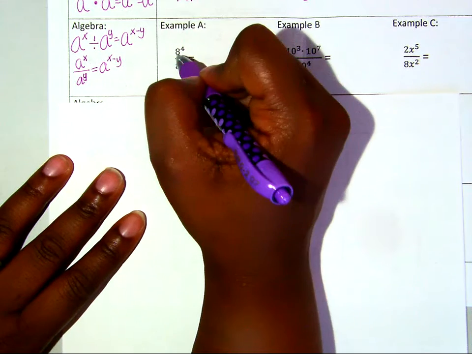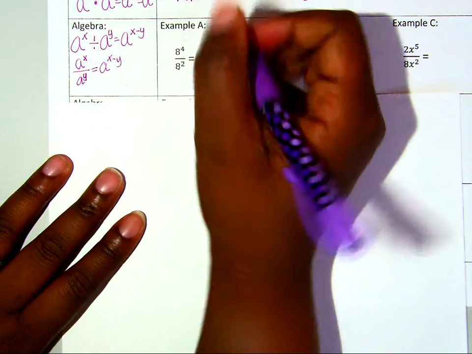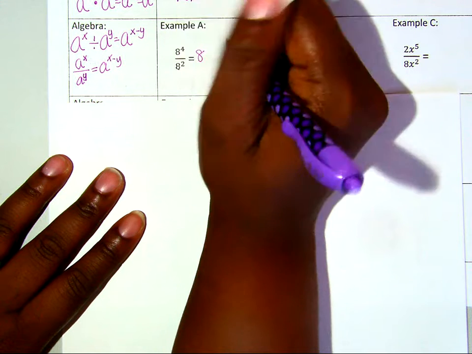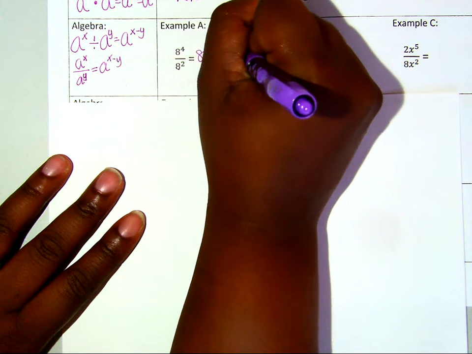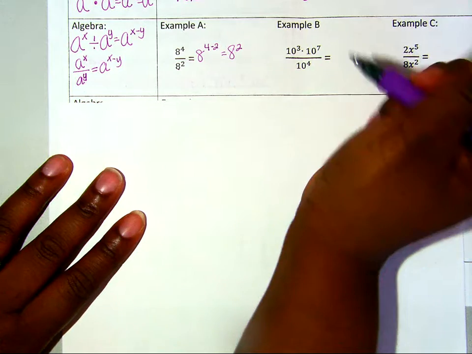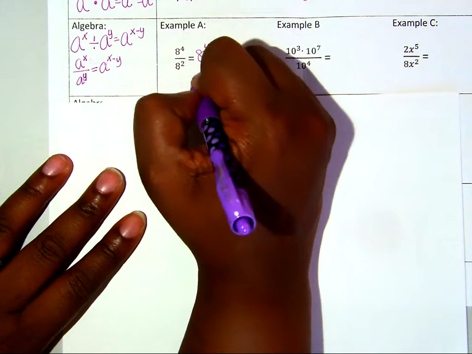I have the same base, so I take it. 8 is my base. 4 minus 2. So 8 to the 2nd power. 8 to the 2nd power is 8 times 8, which is 64.